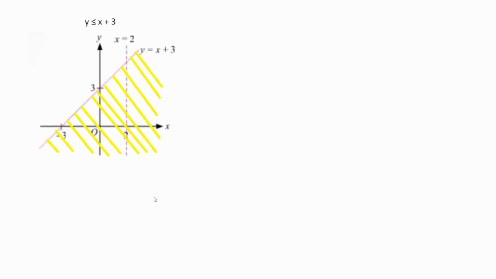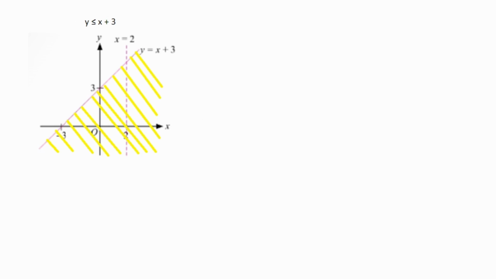So let's take a look at the answer. This is the part of y is less than or equal to x plus 3. So the shading was correct. You're supposed to shade the bottom, as once again it is less than or equal to x plus 3, so it will always be below 3. Then we have x less than 2.